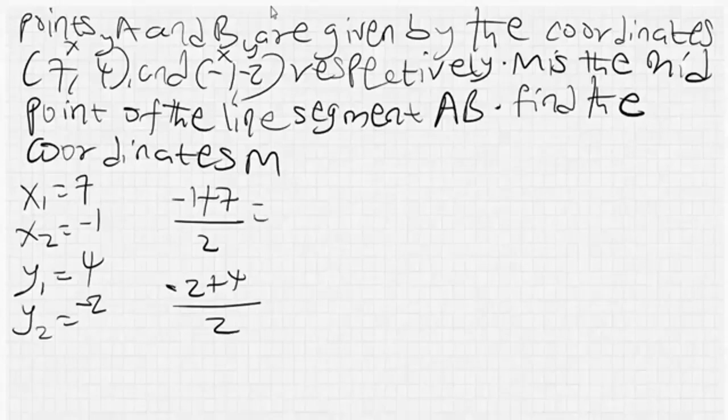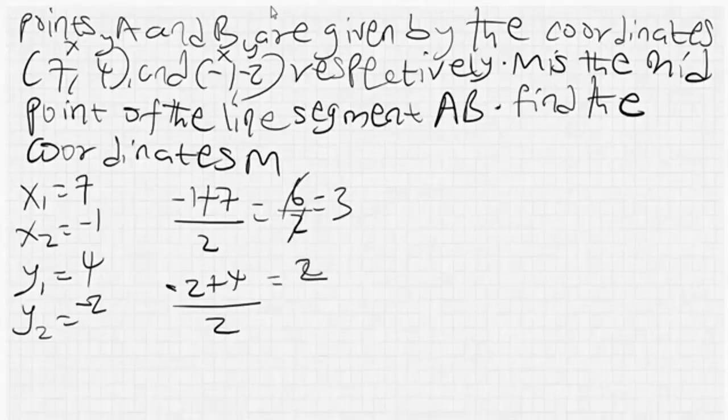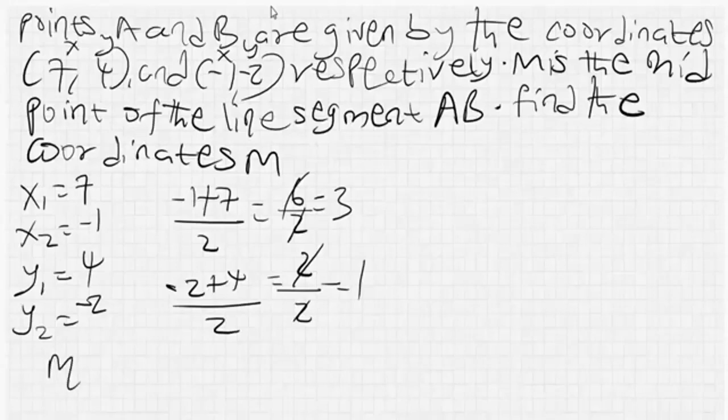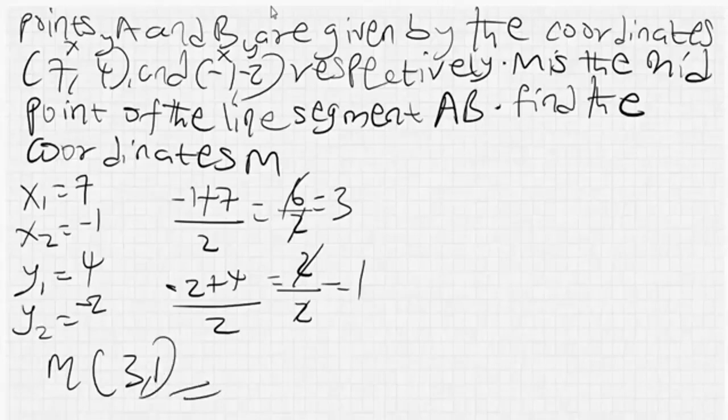When you simplify this, -1 plus 7 will give us 6. That's 6 over 2, which gives us 3. Then -2 plus 4 is 2 over 2, so we're going to have 1. With this, the coordinates of M, the midpoint, will be that of our X, which is 3, and our Y, which is 1. So 3 and 1 will be the answer to this question.